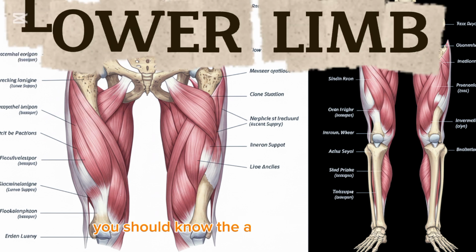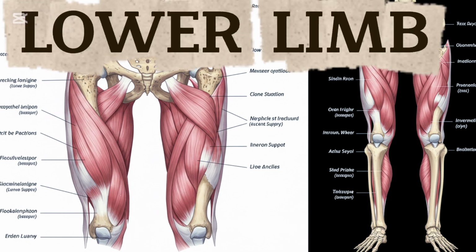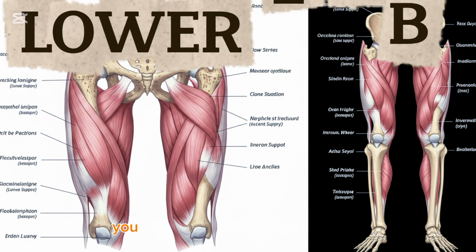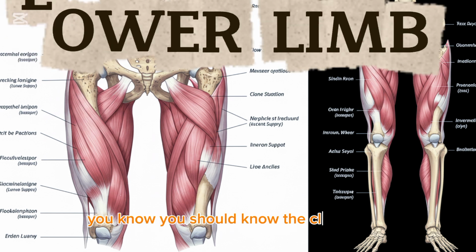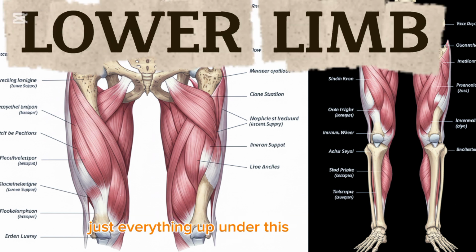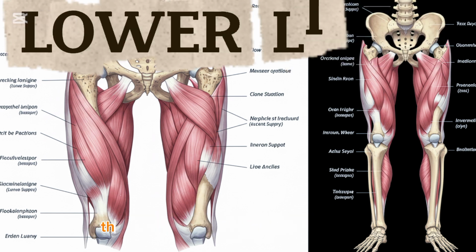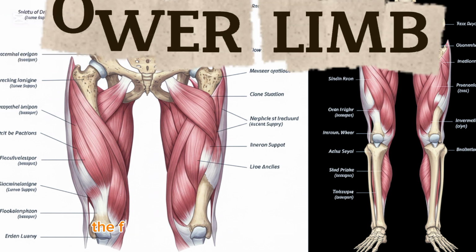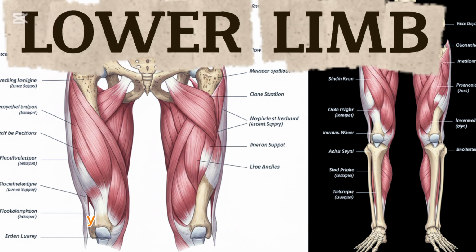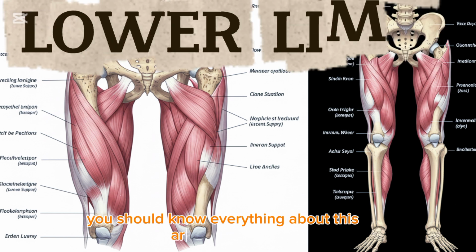You should know the articular surface. You should know the capsule. You should know the movements. You should know the clinical correlation. Just everything under these two joints. The arterial supply to the lower limb, the femoral artery and popliteal artery. You should know everything about these arteries.